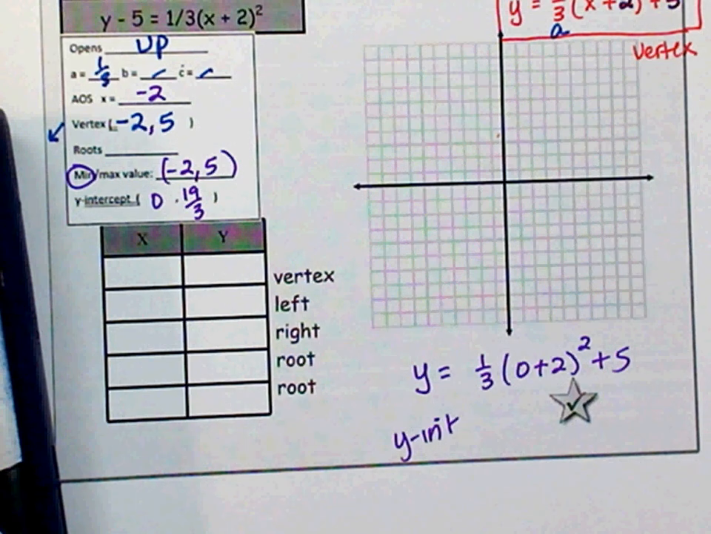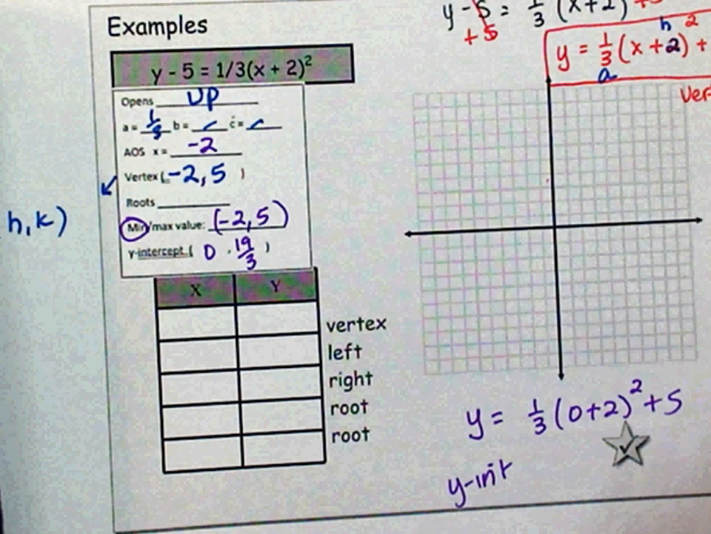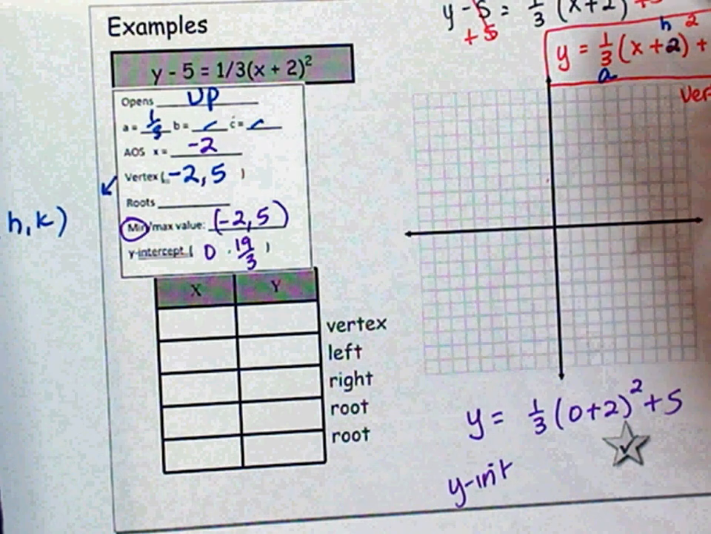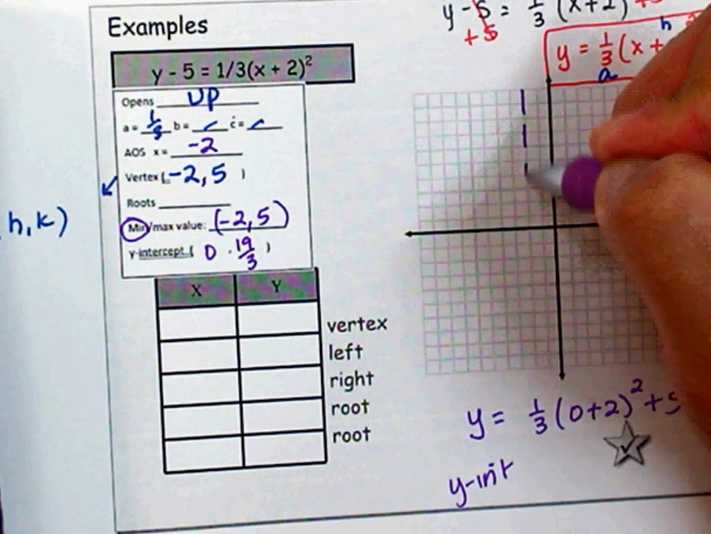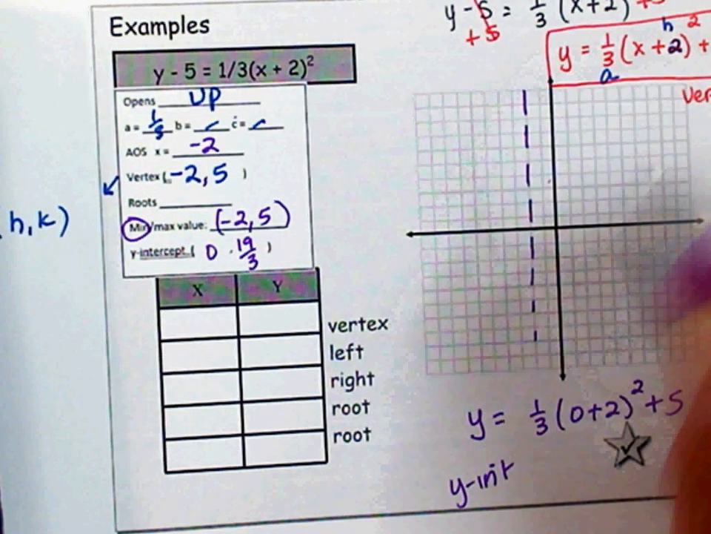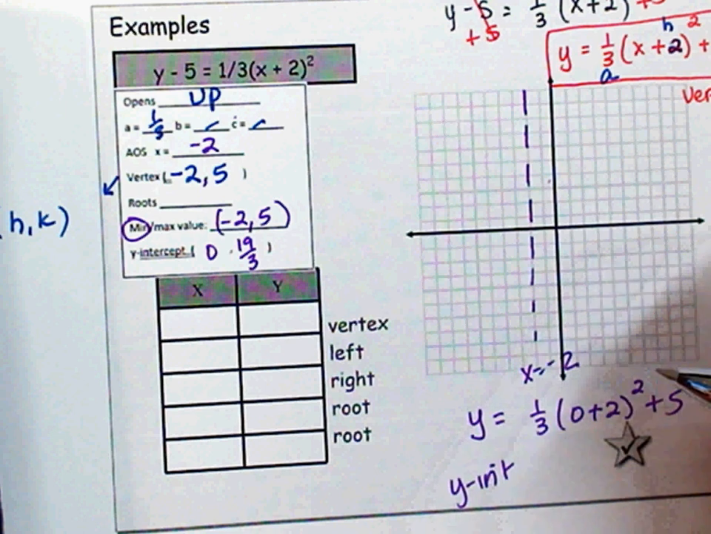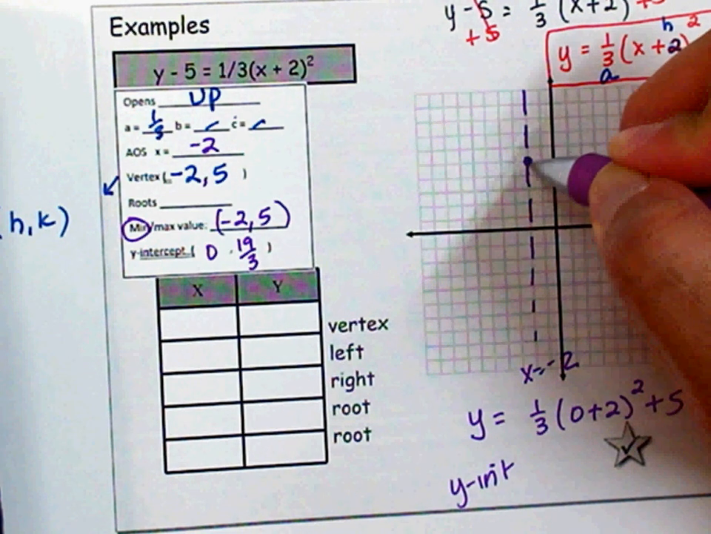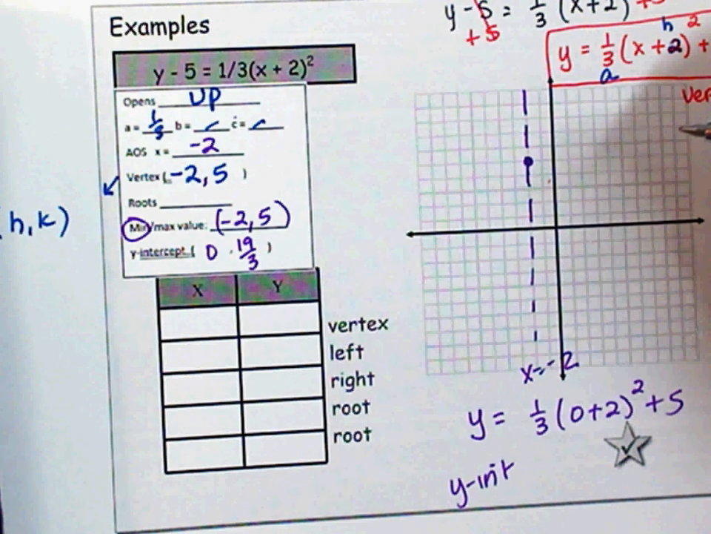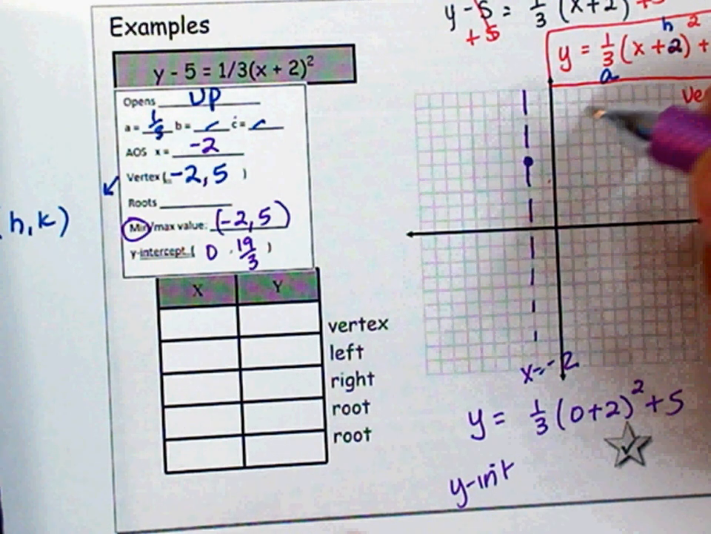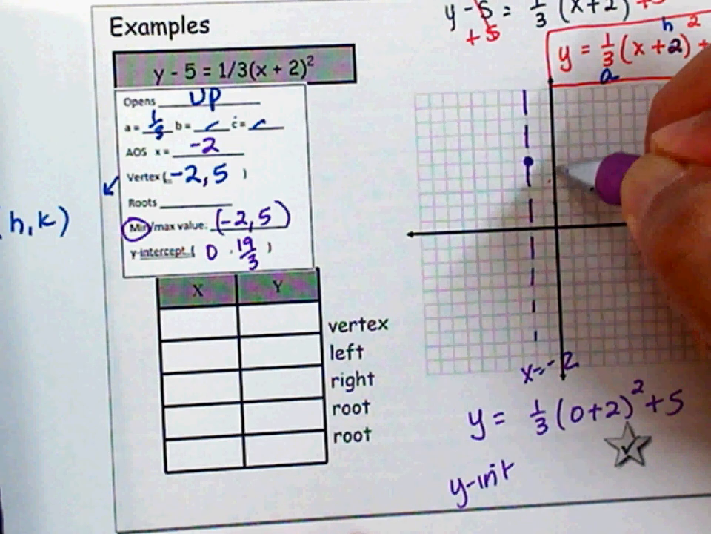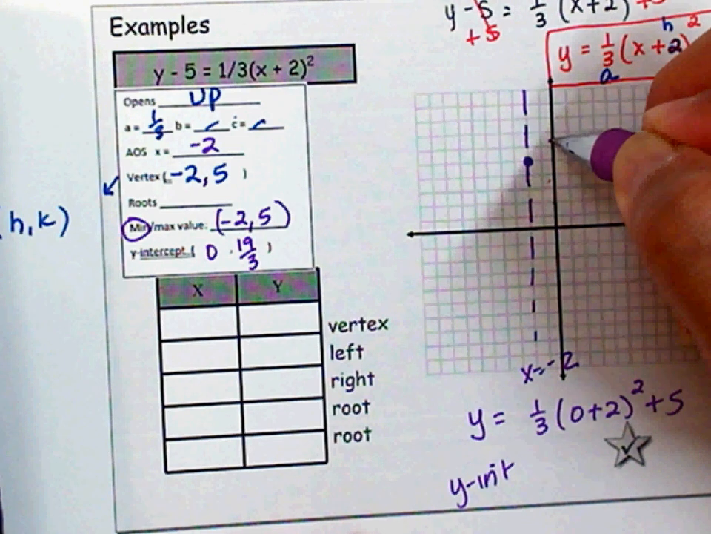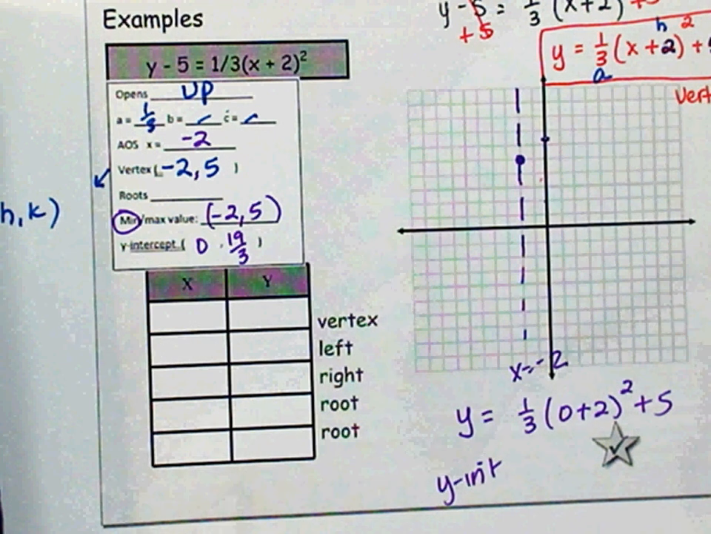Okay. All right, so now we have axis of symmetry is negative 2, so x equals negative 2. Vertex is negative 2 and 5. 1, 2, 3, 4, 5. Okay. Y-intercept is like 6.3. So 1, 2, 3, 4, 5, 6, a little bit above. And it's going to open up. So let's take a look.